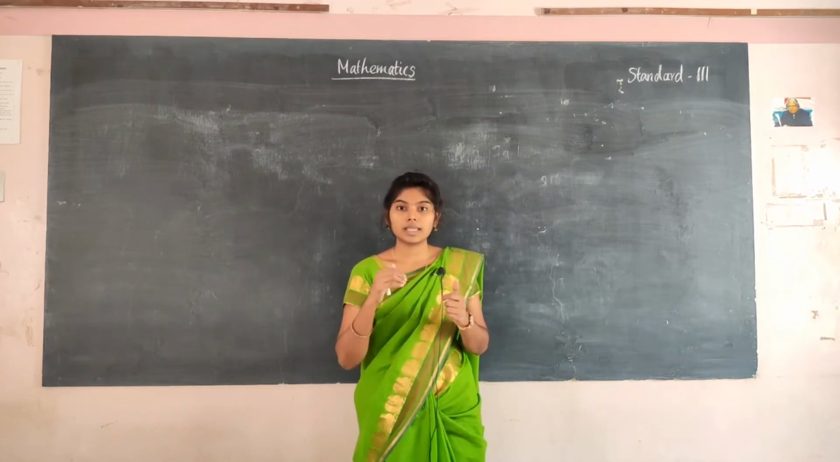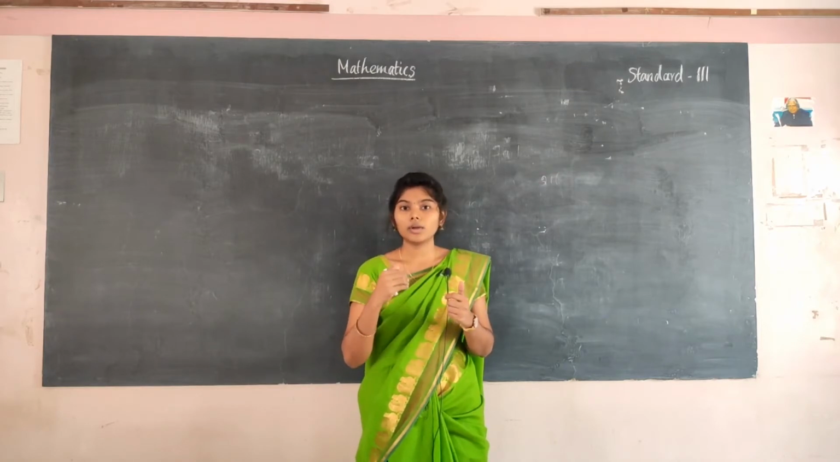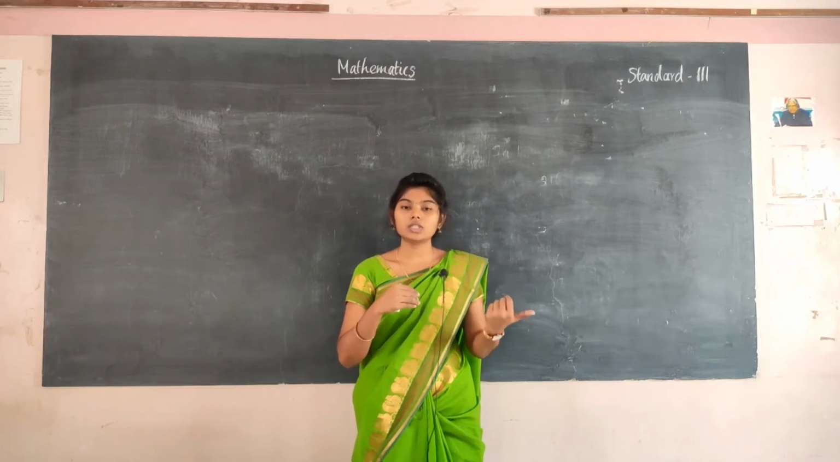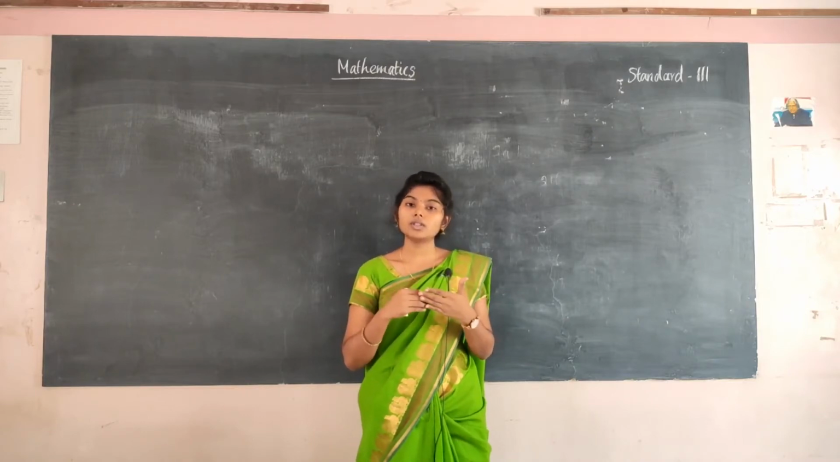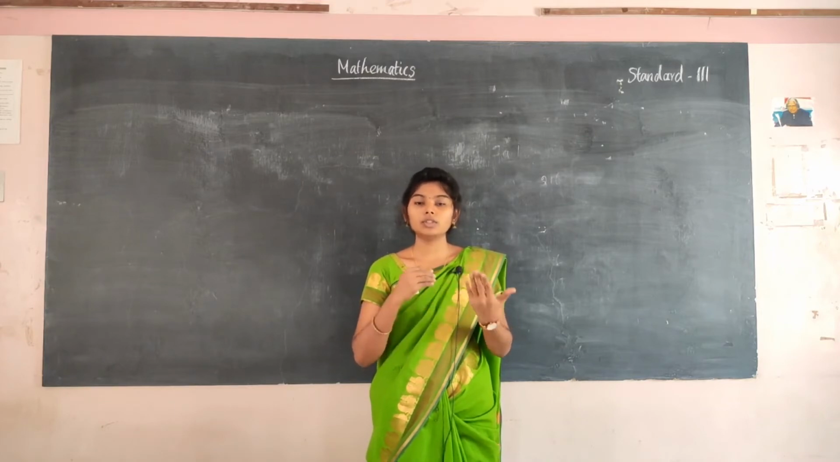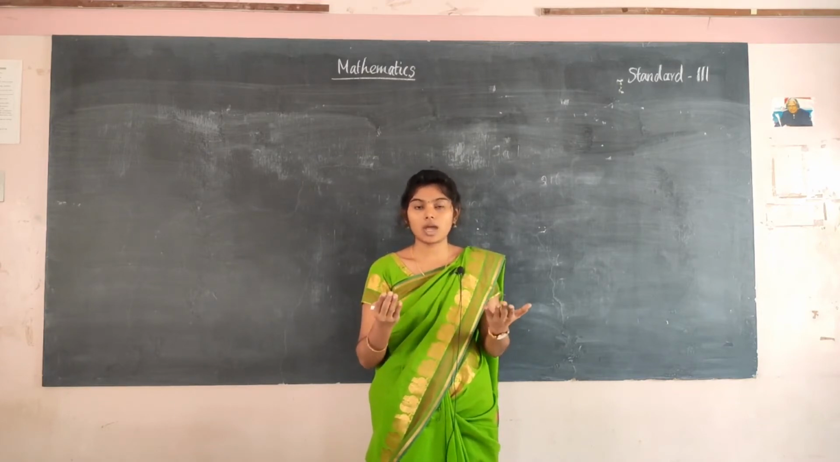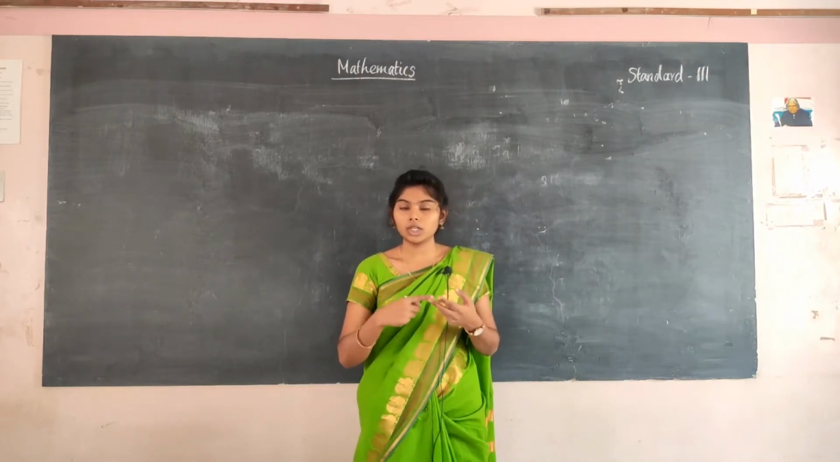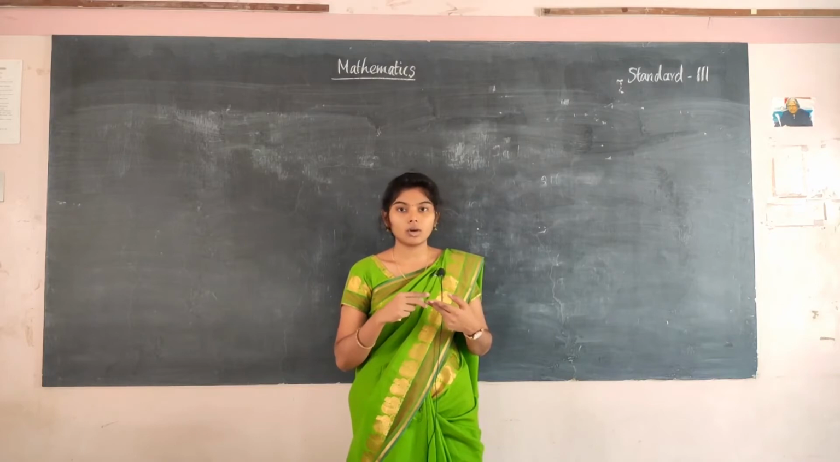So here also the same thing. Instead of that, you are going to learn a 3-digit number by a 1-digit number. There you have seen a 2-digit number by a 1-digit number. Here you are going to learn a 3-digit number by a 1-digit number. You know how to do it with regrouping and without regrouping. There also you have learned. Here also the same thing only.